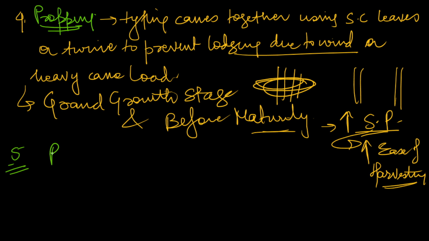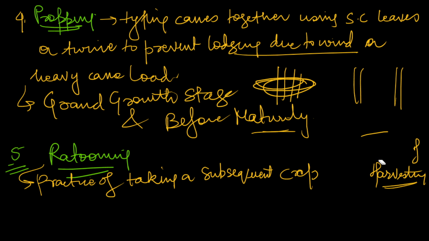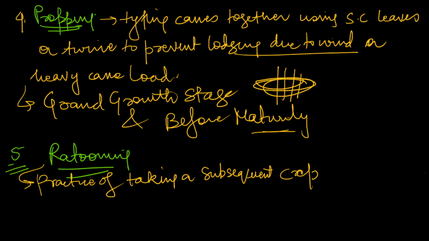Now the next one is ratooning. So what happens during ratooning? It is the practice of taking a subsequent crop, which is also known as ratoon, from the stubble left after harvesting the plant crop.